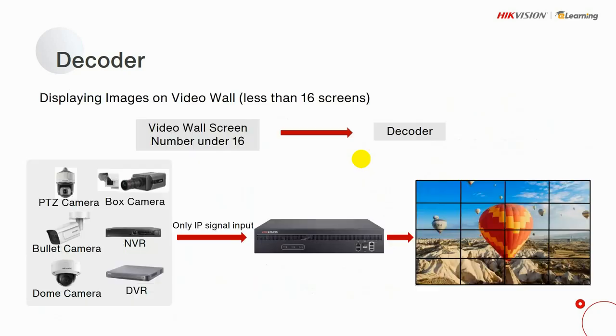All right. So here is a simple system structure of the decoder for you all to understand. Our IP camera connects with the decoder, and then the decoder transmits the signal to the LED screen. With the help of VMS, you can do splicing, cross window, etc., like we said before.